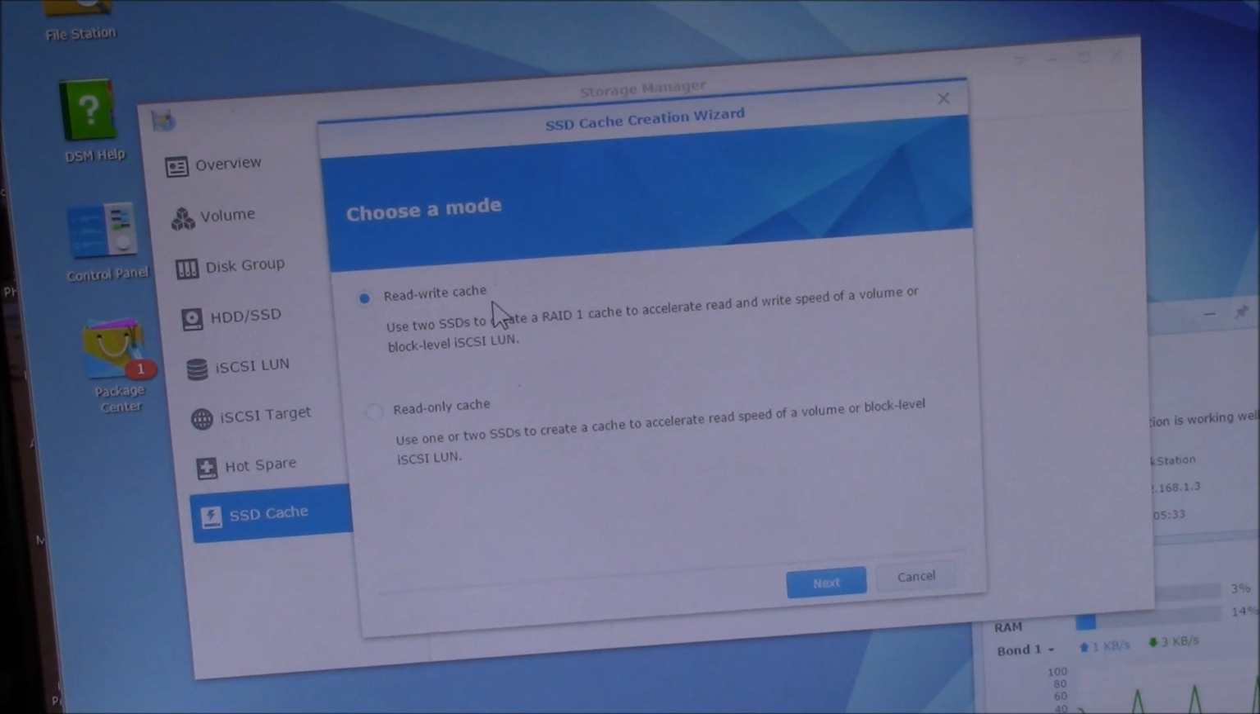So there's the two modes. If you do read-only cache, you can use 1 or 2 SSDs to create a cache to accelerate read speed of the volume. Or if you do a read-write cache, you need 2 SSDs, and then it creates a RAID-1 cache. And I think RAID-1 is mirrored, so the two drives are copies of each other for redundancy.